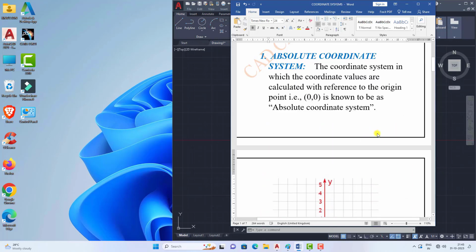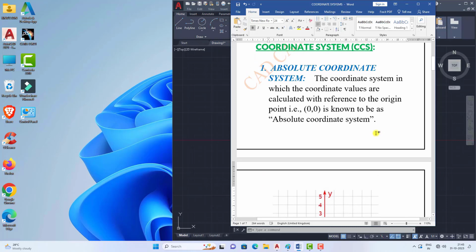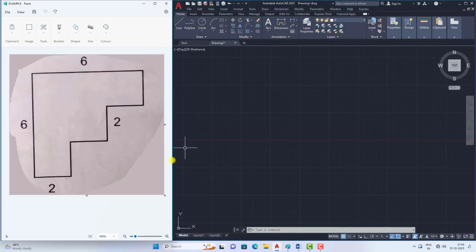See here, I have a diagram like this, and I need to complete this diagram. This length is 2, this length is 2, and so on, and this is 6 and this is 6. These are the dimensions of this diagram. We need to complete this using the absolute coordinate system. So how do we draw this component using the absolute coordinate system? Let us look into this.